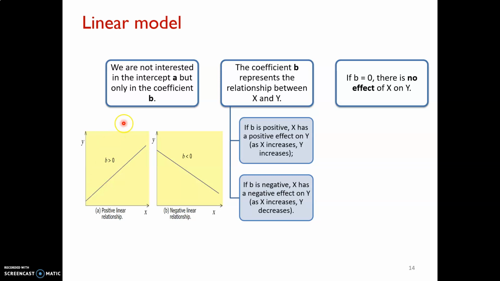This is the diagram representation based on the coefficient value. b greater than 0 means it's a positive linear relationship between x and y. The second one represents the negative linear relationship between x and y, in the condition b less than 0.